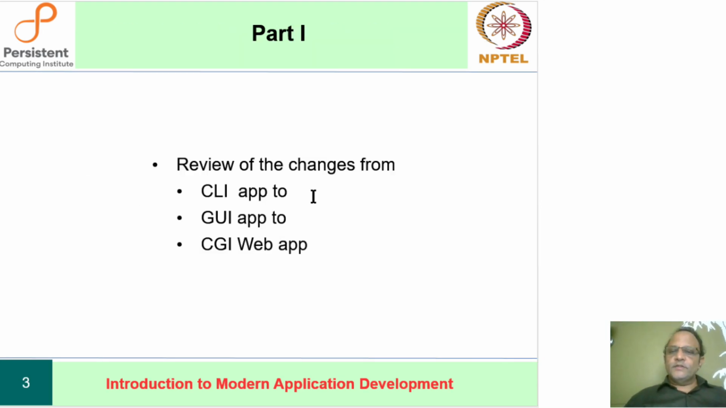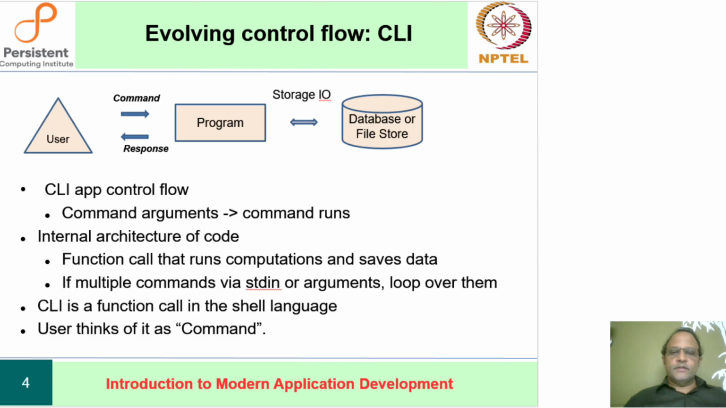In the first part of this session, we will review how we changed the CLI app to the GUI app to the CGI web app, looking at the details of what changes we made to the internal architecture as well as the control flow between different parts of the system. So let's begin with the standard CLI app.